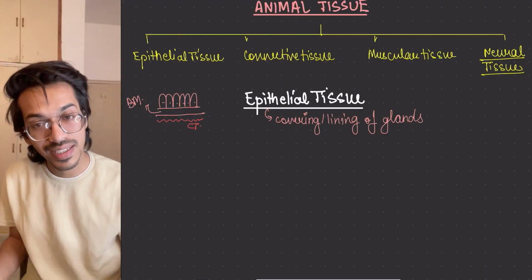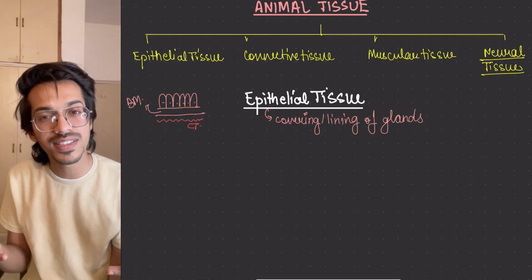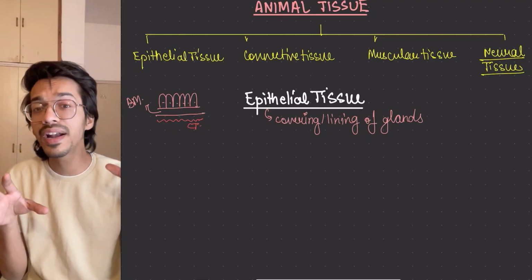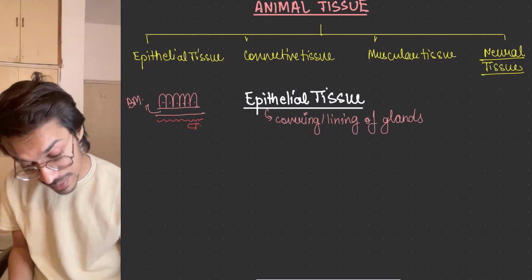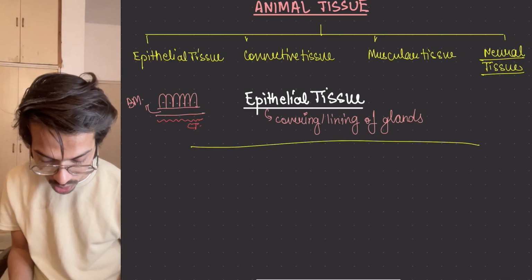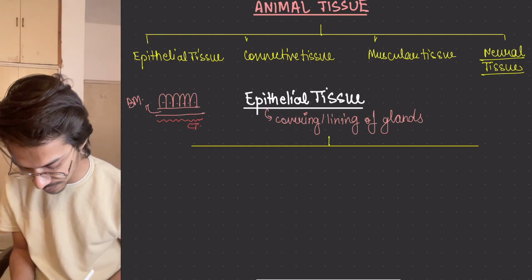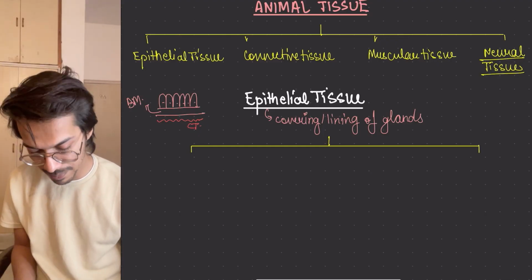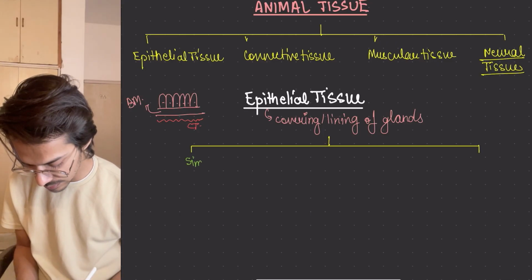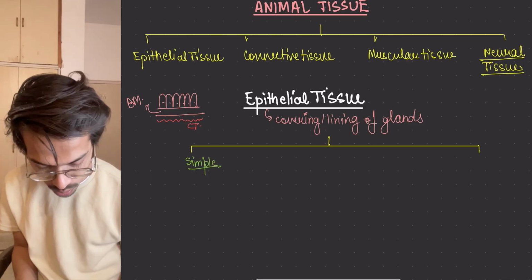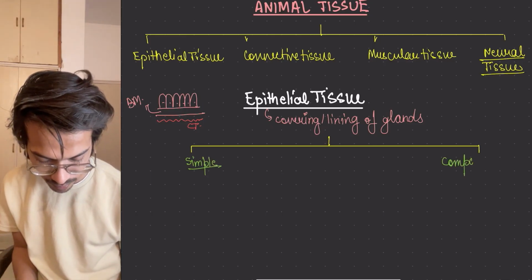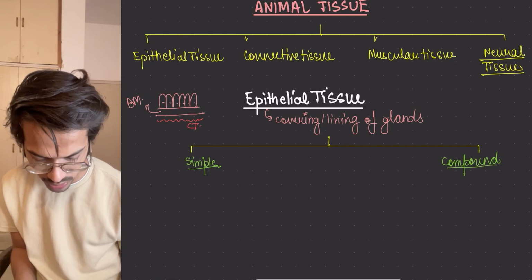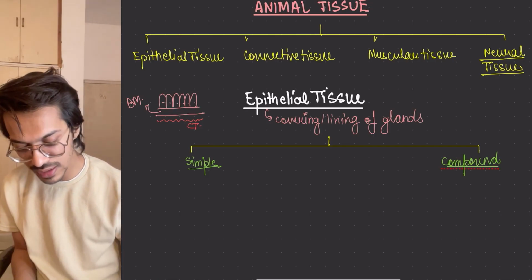Okay, moving on to the next thing. In epithelial tissue, 2 major divisions are there: simple epithelium tissue and compound epithelium tissue. The simple epithelium tissue is made up of a single layer, whereas compound epithelial tissue is made up of multiple layers. So simple epithelial tissue and the compound. Its diagram is also given to you. So you have to see the old NCERT.